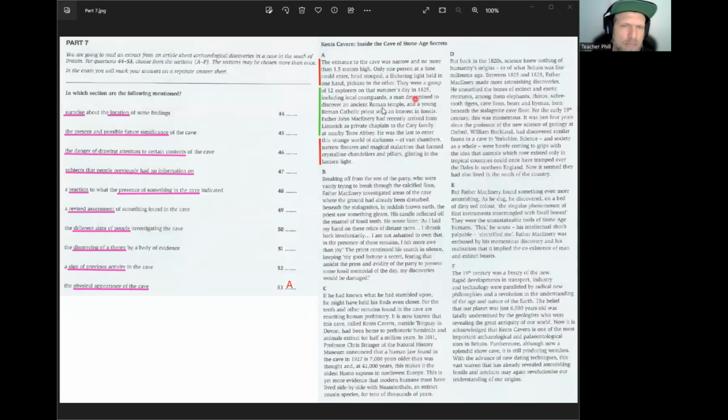Because they talk about here, the man wanted to discover a Roman temple. This priest has interest in fossils. So I think we could use that as well, yeah? So let me make this in the same color. So I think I would be happy with these two for part A. Okay. So I like that. Yeah, let's have a look at B and let's see what we can find out here. Breaking off from the rest of the party. Okay.